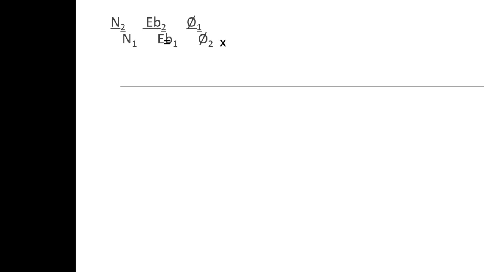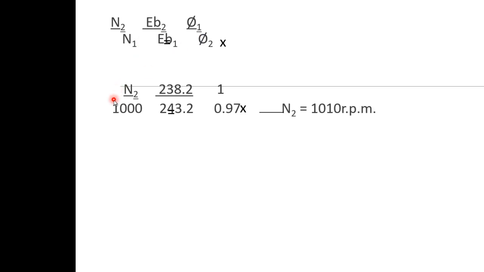238.2 volts. So N2 by N1 is equal to Eb2 by Eb1 into phi 1 by phi 2. So substitute all the values in this equation except N2, we know all the values. So directly we can substitute all the available values. That is Eb2 is 238.2, Eb1 is 243.2, and phi 1 is taken as 100%, that is 1, and phi 2 is 0.97. So N2 we will get 1010 rpm.